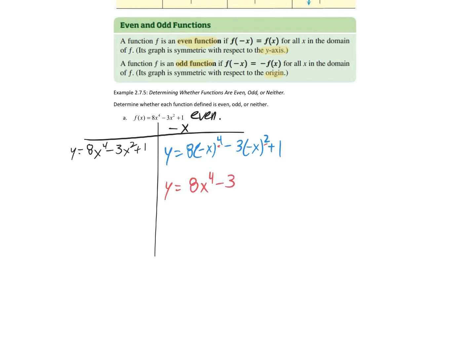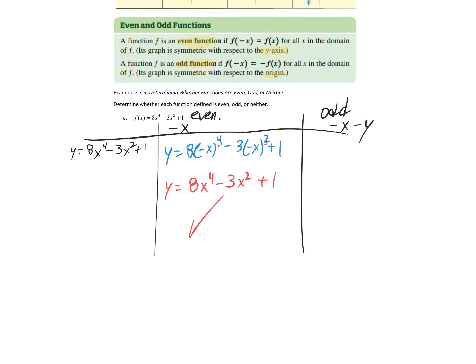So this is going to stay minus 3x squared plus 1, and you're going to realize that this one checks out, that it is an even function. Okay? And we can do the same test for if the function is odd. Remember, odd is origin, so we're going to do negative x and negative y.